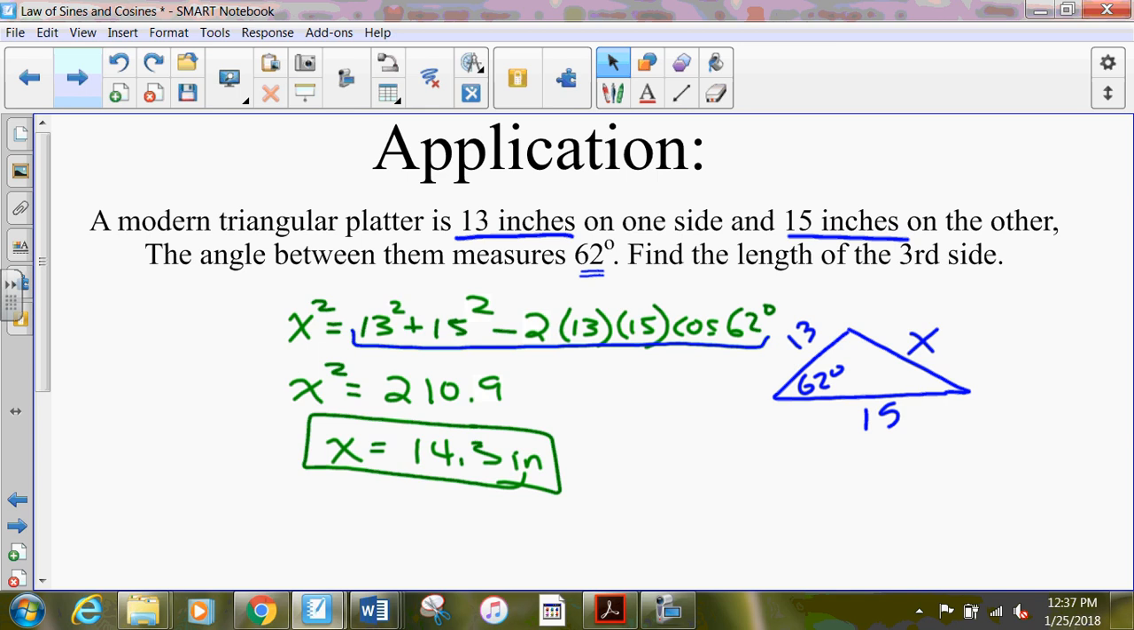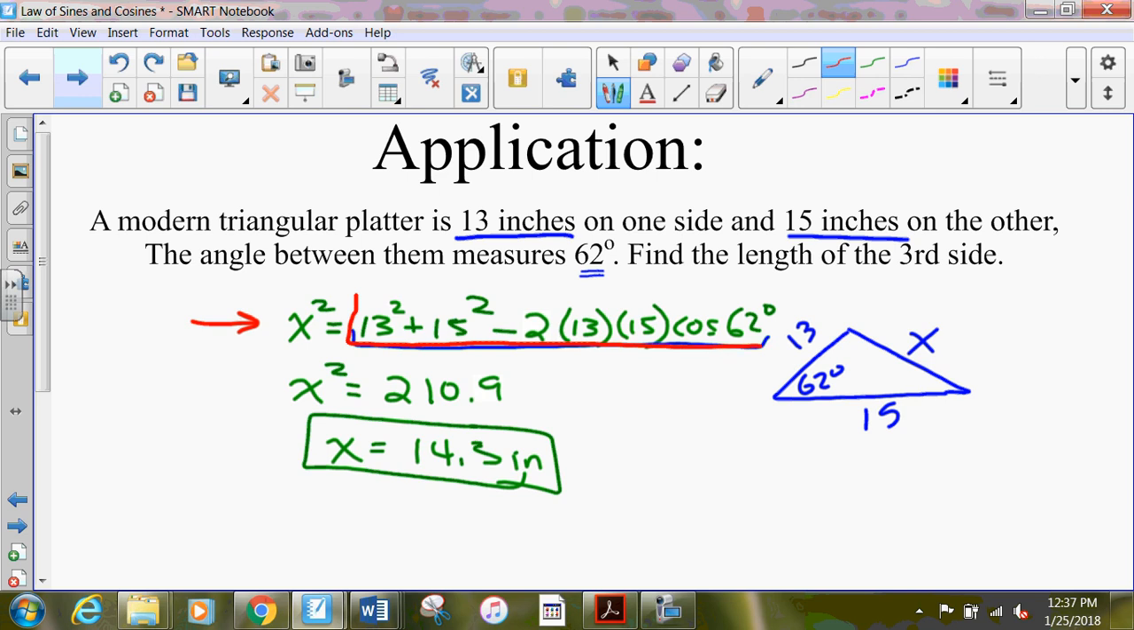We set it up. That's what the first line reflects. But the cool thing about finding a side using law of cosines versus finding an angle is once you're done plugging everything in, you just put this into your calculator, hit enter, and you get 210.9. We're almost there. We need to take the square root of both sides, which leaves us with 14.3 or 5. That's a little messy, but if you put it in your calculator, you can tell.